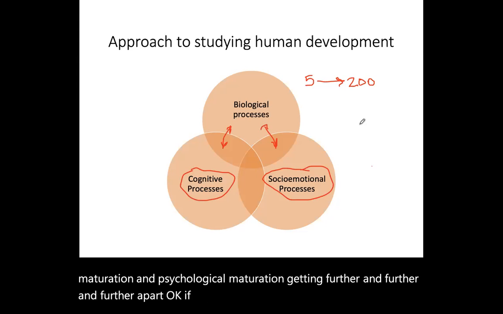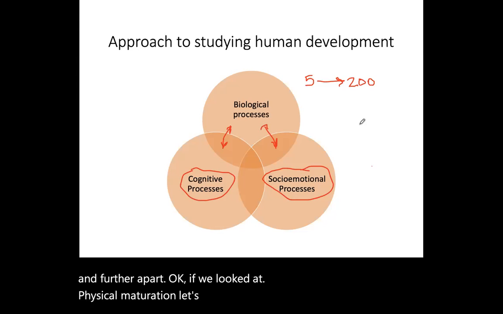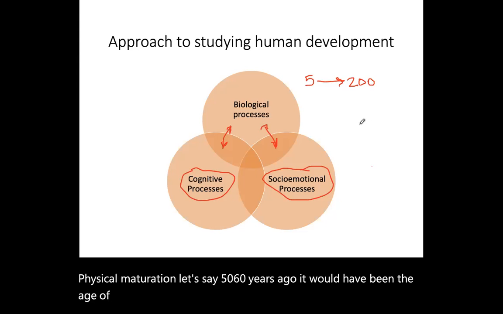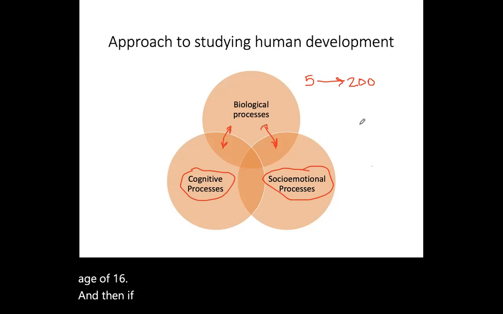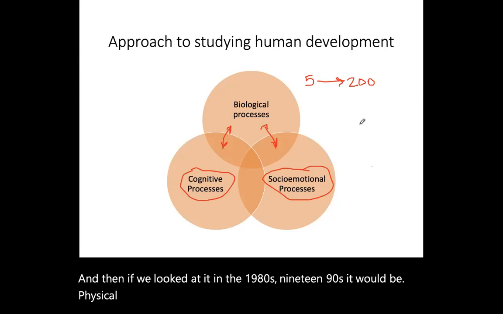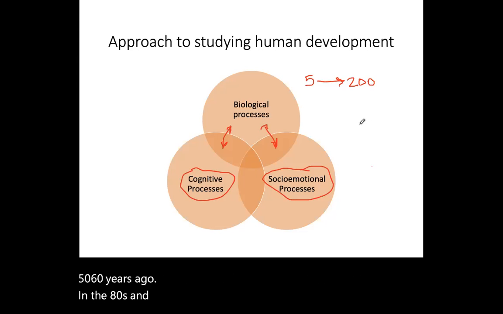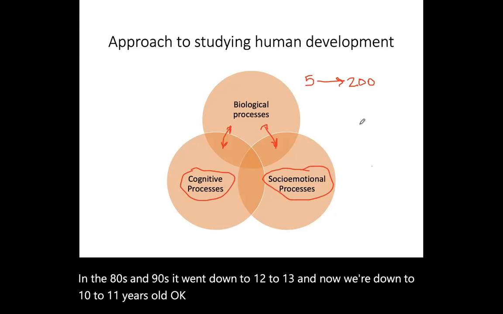If we looked at physical maturation, let's say 50, 60 years ago, it would have been the age of 16. And then if we looked at it in the 1980s, 1990s, so it was about 15, 16, 50, 60 years ago. In the 80s and 90s, it went down to 12 to 13. And now we're down to 10 to 11 years old, okay, on average.